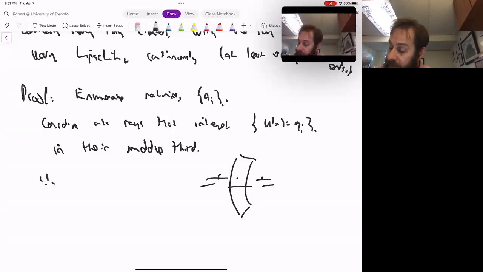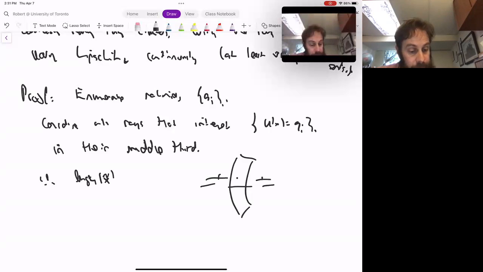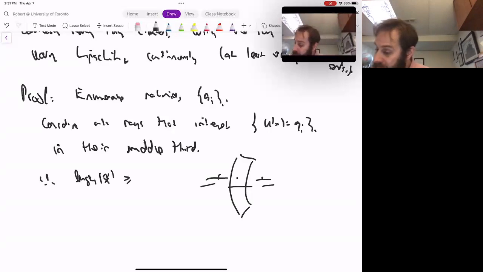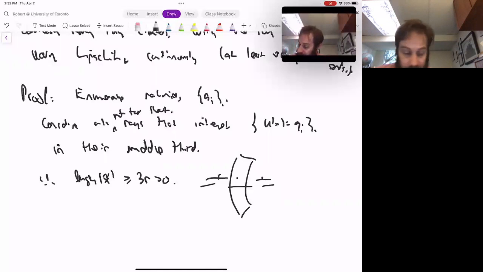So, i.e., the length of x tilde is... oh, and they shouldn't be too short rays either. So the length of x tilde would be, say, bigger than 3r for all these not too short rays.